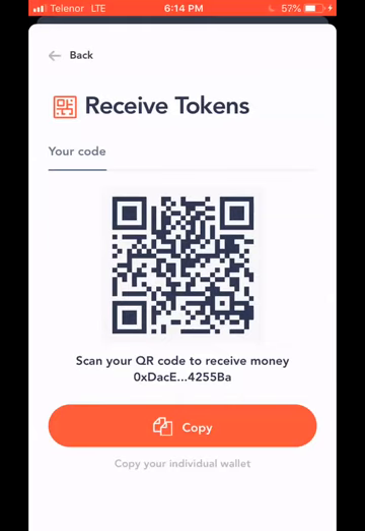The key thing to note here with your QR code or your blockchain address, as you can see, I have 0xDACE4255BA. That's the first initial 6 letters and numbers, and then the following 6 letters and numbers of my address, just to validate that I've sent the right address to someone. I can store Ethereum, USDC, or any other ERC20 tokens.